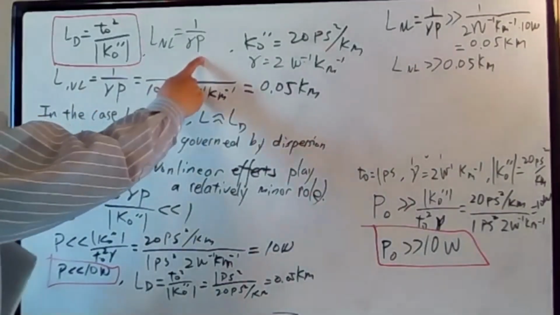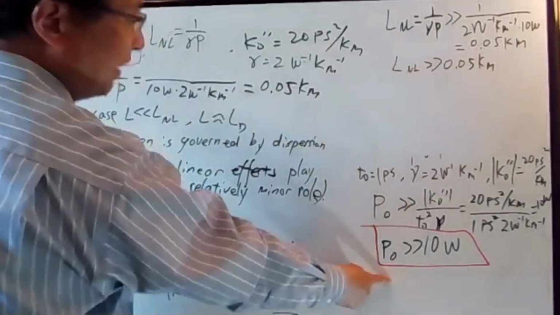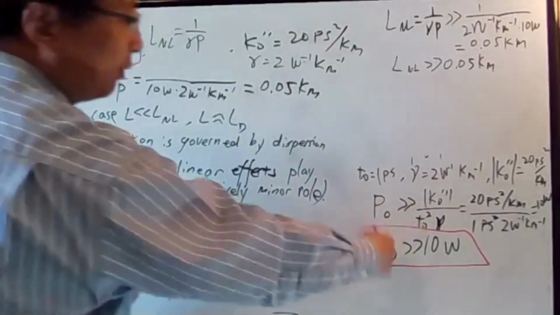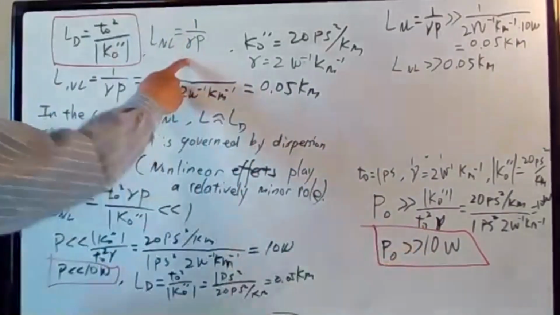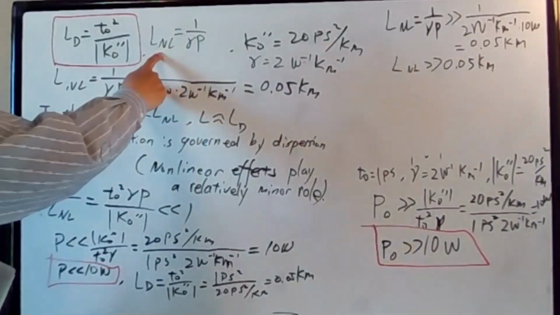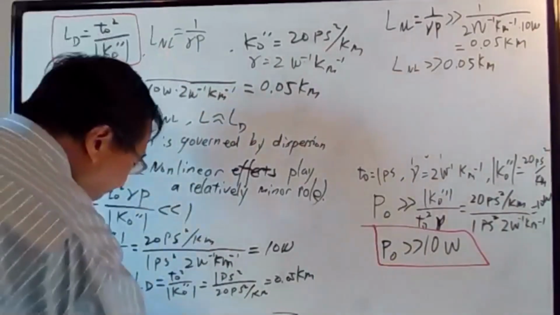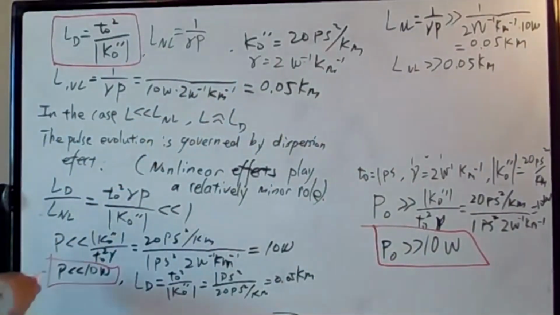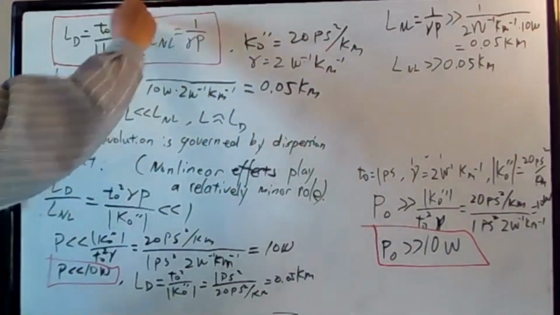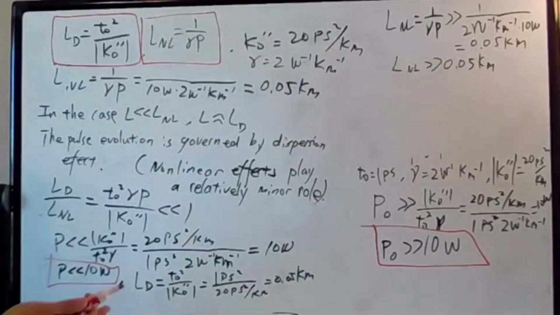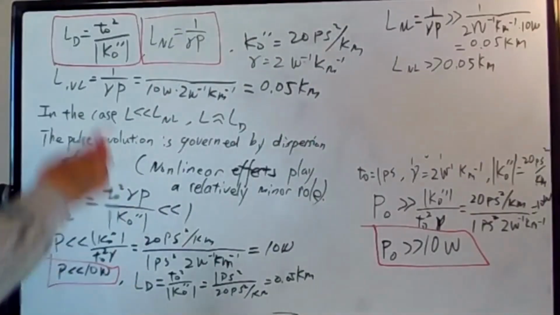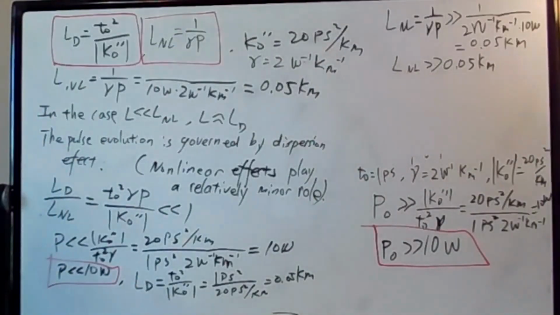So depending on the power, if power is way greater than 10 watts, then the nonlinear length is very small, so it's dominated by the nonlinear effect. However, if the power is very small, then the nonlinear length is going to be very big, so that the pulse evolution is dominated by the dispersion effect.